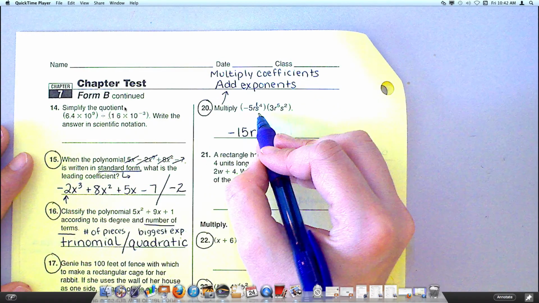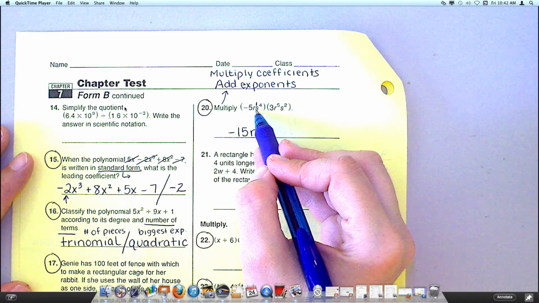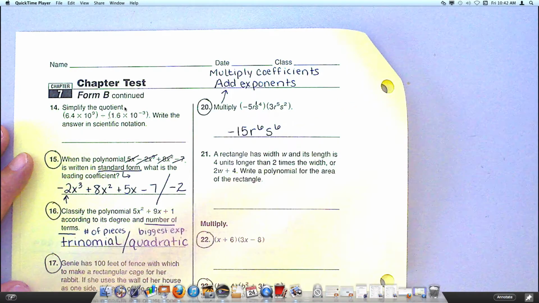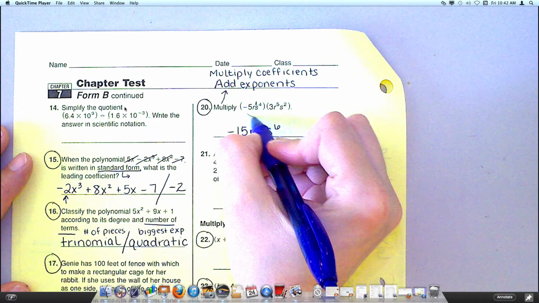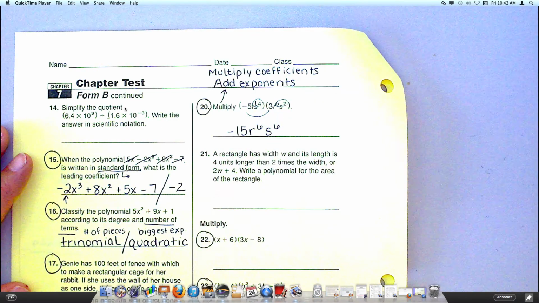And then how many s's? 6. I have s to the 4th, s squared. So that's going to give me s to the 6th. Okay? So I multiplied the negative 5 and the 3, and then I added the exponents together. Does that make sense? Okay.